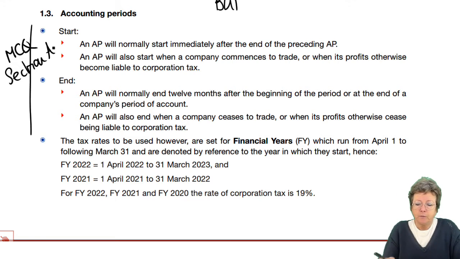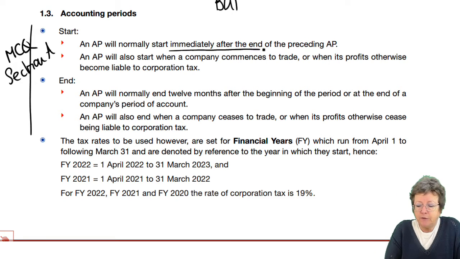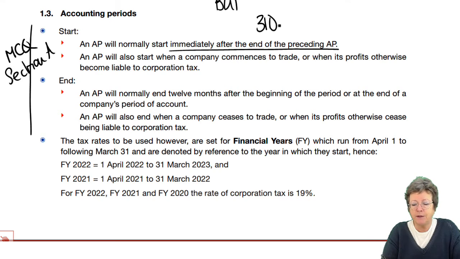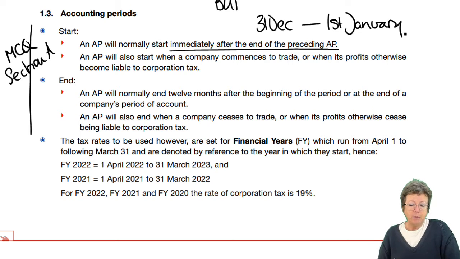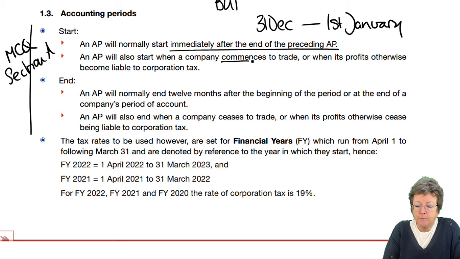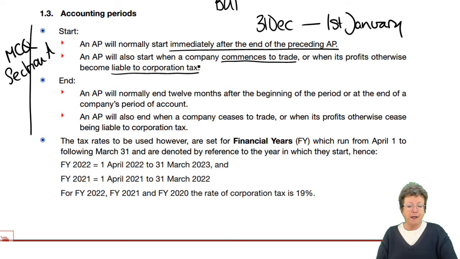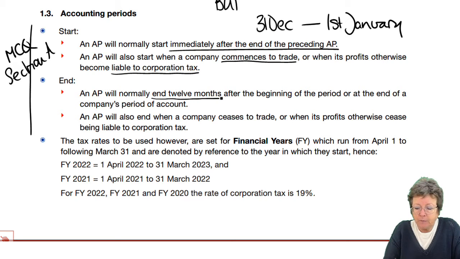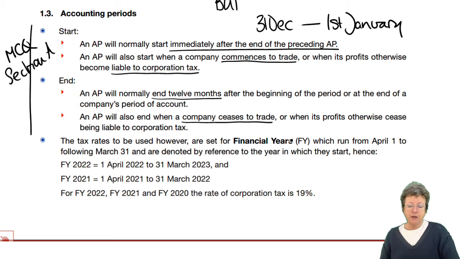So it starts immediately after the previous one. So they obviously follow on from one another. So if their year end is the 31st of December, then the next accounting period starts on the 1st of January. It will start when you start to trade and you become liable to corporation tax, if it's your first set of accounts that you're preparing. Now it ends normally 12 months after, but it can also come when the company ceases to trade, as I've mentioned before.